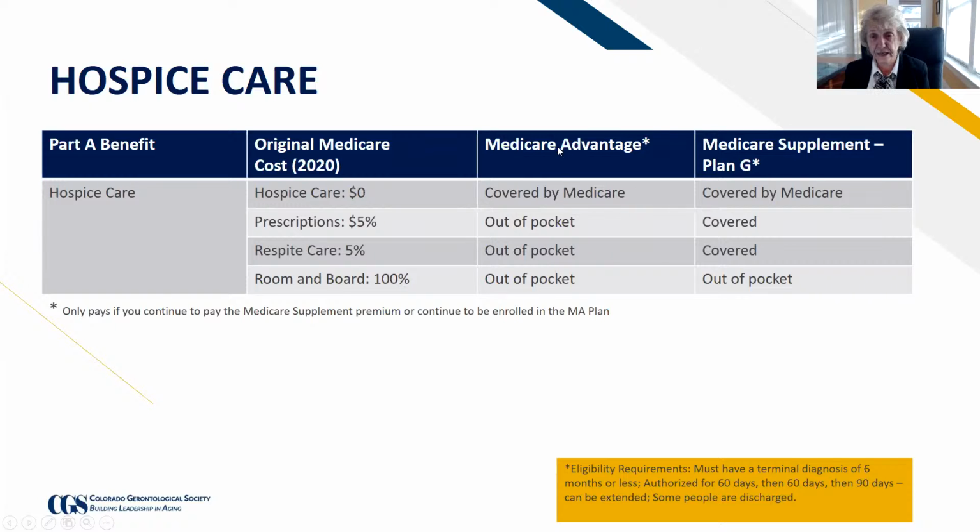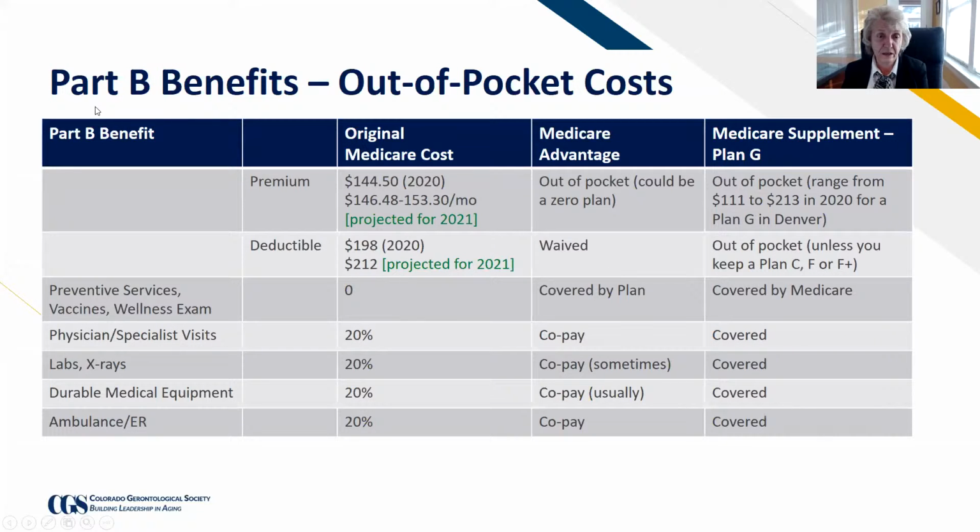If they have prescriptions or respite care, they're responsible for 5% out of pocket, and room and board is 100%. Similarly, if you decide to keep your Medicare Advantage or your Medicare supplement, you can see that some charges are paid by the Medicare Advantage or the plan, and some are out of pocket. On the Part B side, again, when we look at out-of-pocket expenses, we look at original Medicare and what your responsibility is versus Medicare Advantage versus a Medicare supplement.